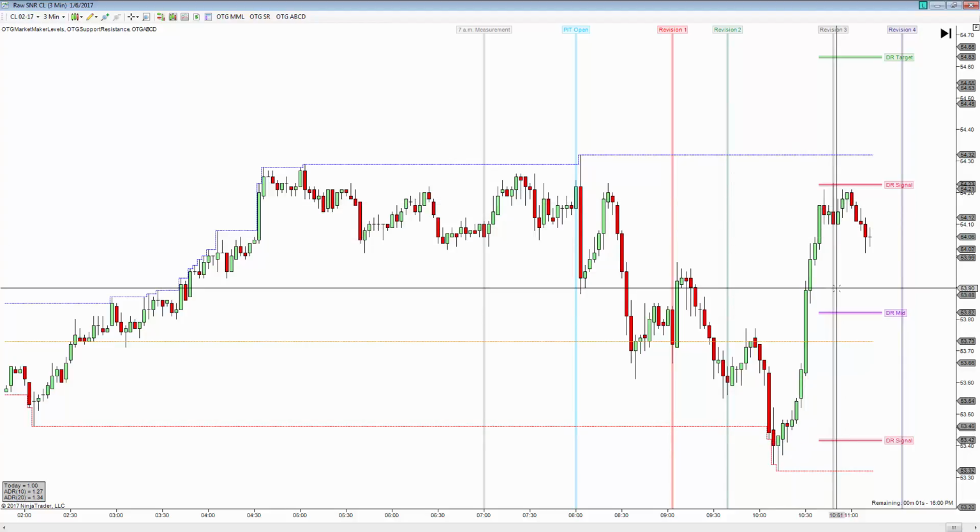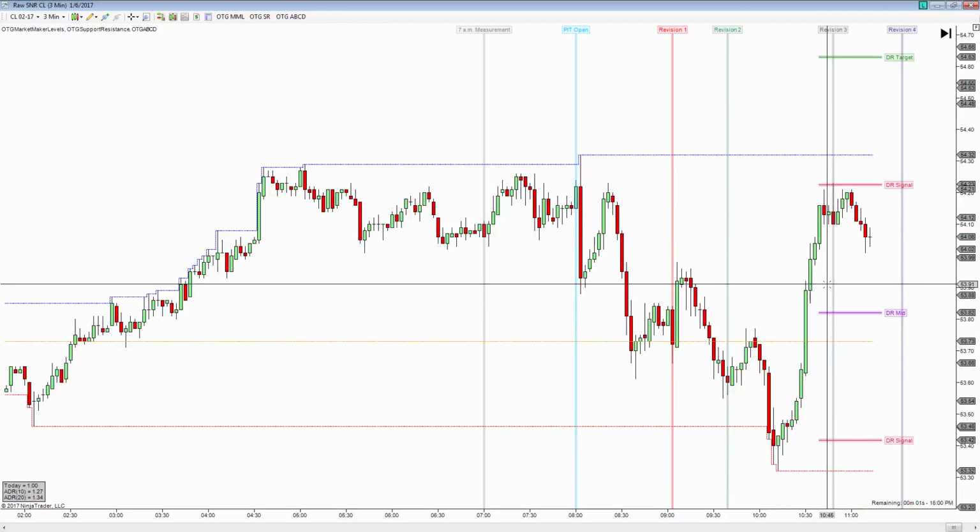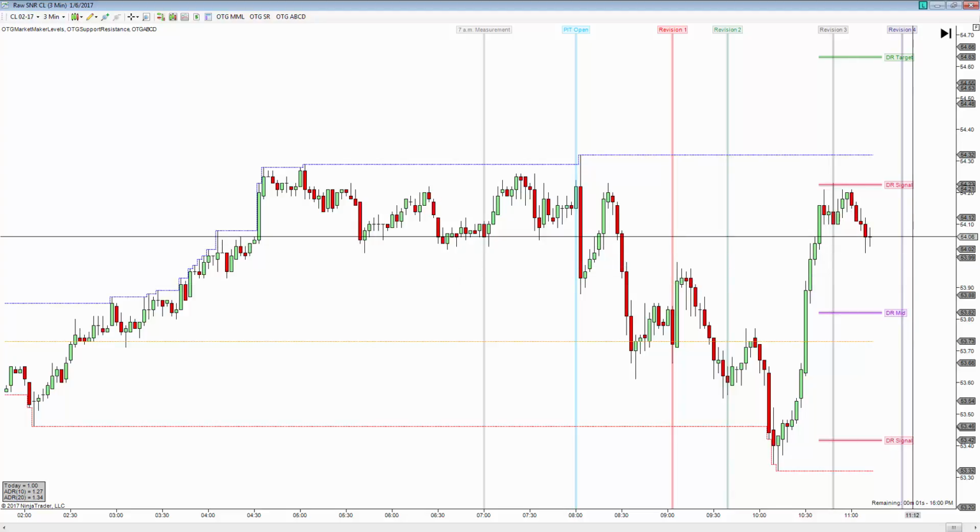So again, I'm going to let you watch that trade of the day. It's a 38-minute trade that I've condensed down into about 10 minutes. And so without further ado, here is the OTG trade of the day.